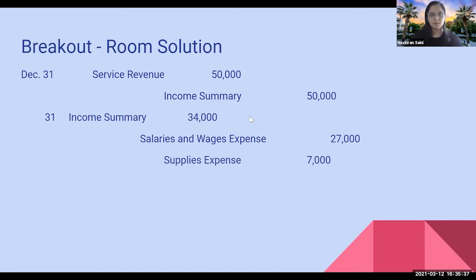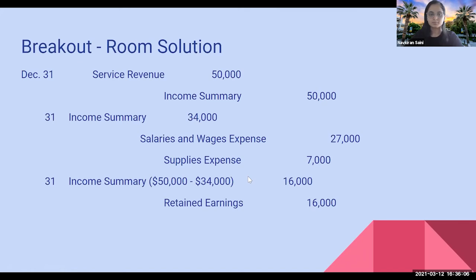And I think that's it for the expenses for this problem. And the third step is to close the income summary account to retained earnings for the balance that we are left with in the income summary. So 50,000 on the credit side, 34,000 on the debit side. So the difference is 16,000. We are debiting the income summary because we have more balance on the credit side, which is net income for our business, and we are closing it to retained earnings.